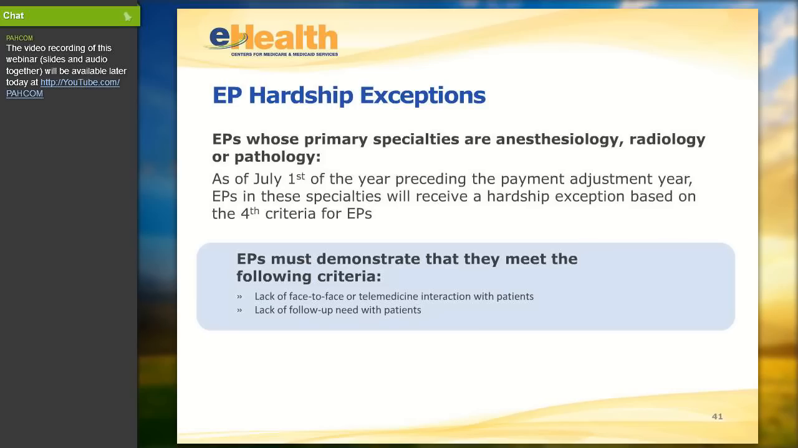And basically this is because you fall under a hardship category of lacking face-to-face or telemedicine interaction with patients, you lack follow-up need with patients. If you're an anesthesiologist, radiologist, or pathologist, you have such limited interaction face-to-face with patients that it's difficult for you to meet meaningful use.